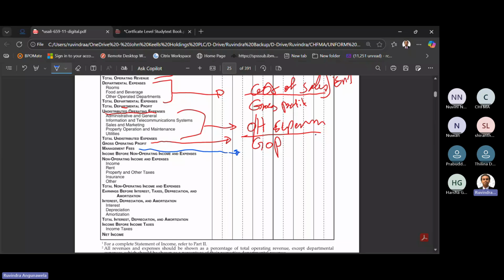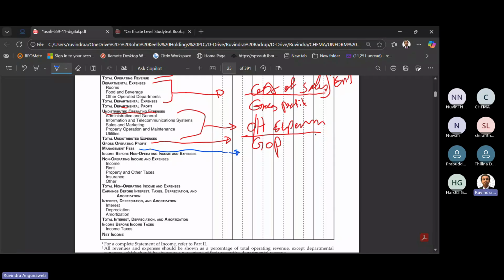When we go line by line and deep dive into these line items, we'll understand how management fees are generally contracted, how we calculate the management fee, and how we make payments for it. For now, just remember that this is a payment made to the managing agent for managing the hotel on behalf of the hotel management. Okay.